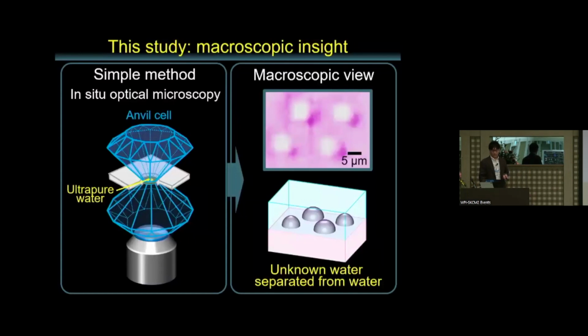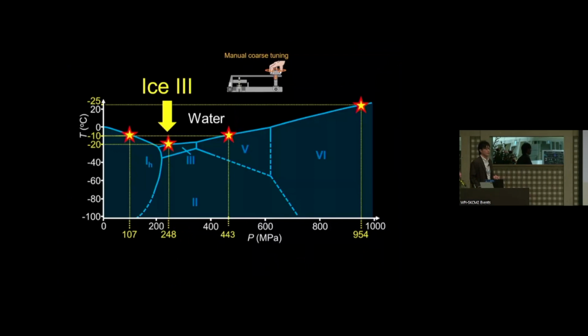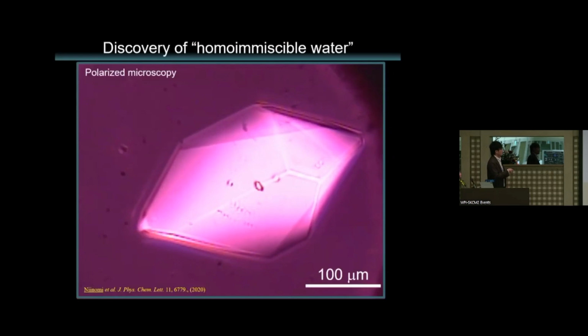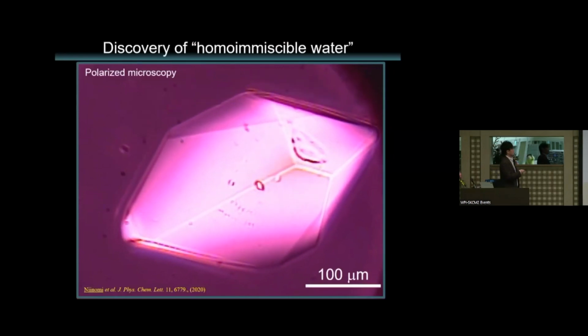Okay, so let me show you the in situ movie of the interface between water and ice 3 at first. This is a polarized microscopic image, and maybe you can see here the ice 3 crystals in the water. I mean, the surrounding medium is water. So by pressurizing, the crystal can be grown, and please look at this face indicated by the pointer.